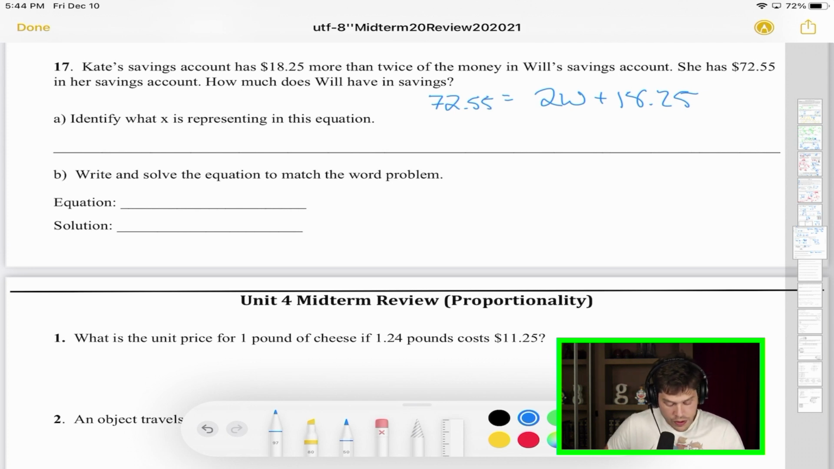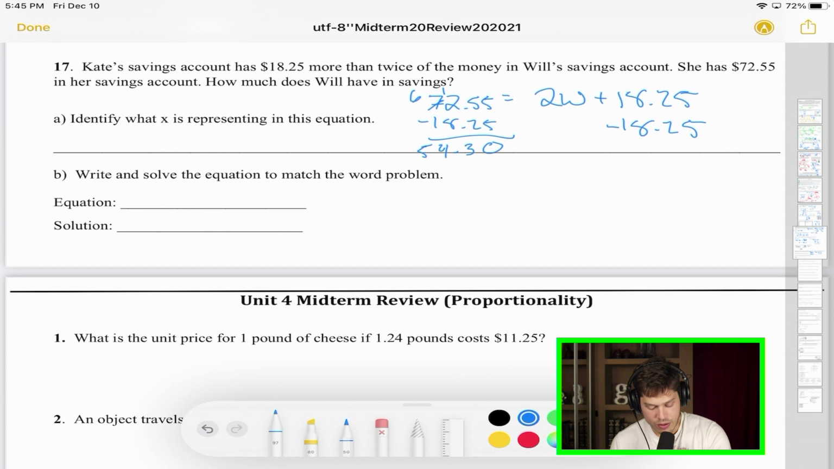Okay, so write and solve an equation to match the situation. So here's our equation. We just wrote it as we were reading the question. And now to solve for Will's bank account, we're going to subtract 18.25. Bottom number bigger, so we borrow. 12 minus 8 is 4. 6 minus 1, 5. So 54.30. Then what are we going to do? Well, we subtracted 18.25 on both sides, so 54.30 equals 2 times Will's bank account.